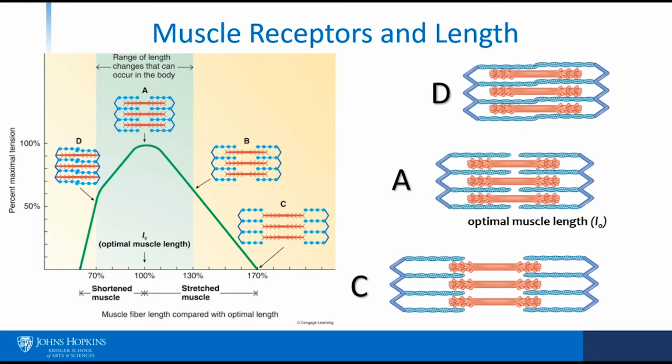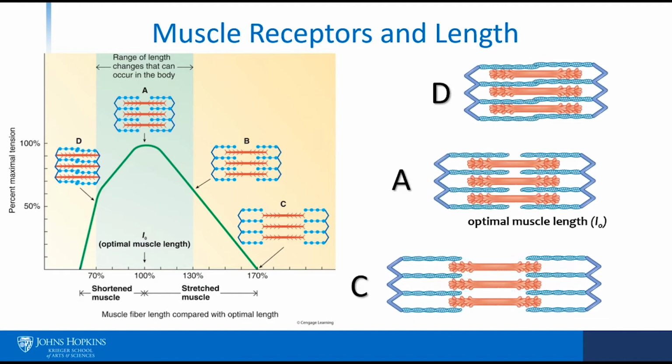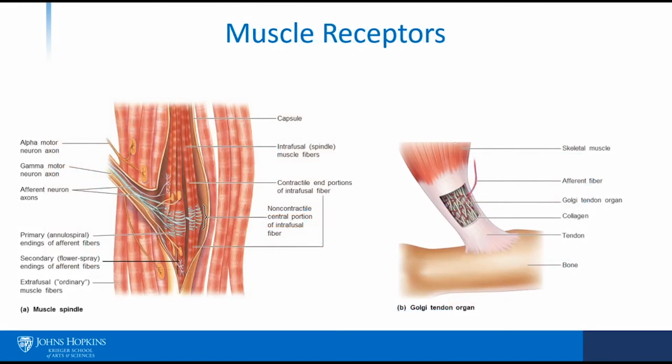The length-tension relationship also plays a crucial role in muscle receptor function. Muscle receptors provide the sensory information needed to control skeletal muscle activity and protect muscles from damage. These receptors are activated by muscle stretch, but monitor different types of stimuli. There are two known types of muscle receptors: muscle spindles, which monitor muscle length, and Golgi tendon organs, which detect changes in tension.